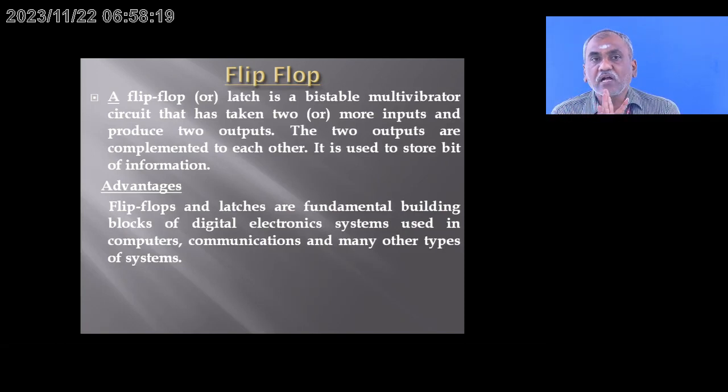The 2 outputs are complementary to each other, which means if one is 0, the other will be 1, and if one is 1, the other will be 0. So the definition of a flip-flop is that it's a bistable multivibrator circuit that takes 2 or more inputs and produces 2 outputs. The 2 outputs are complementary to each other, right? That means if one output is 0, the other will be 1. If it's 1, the other will be 0.